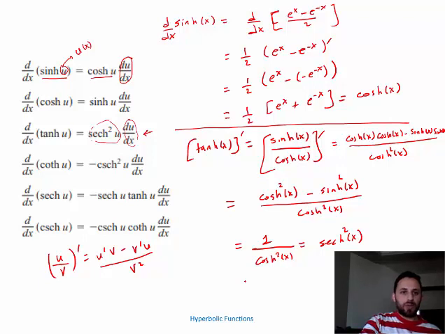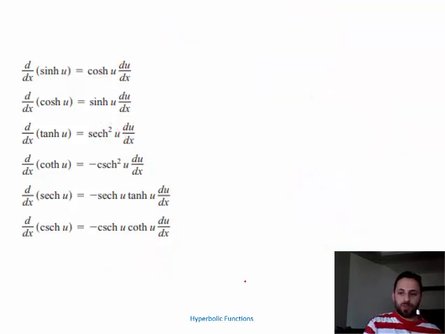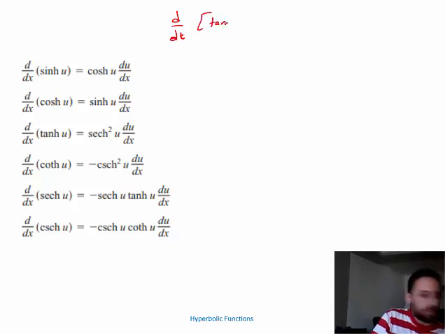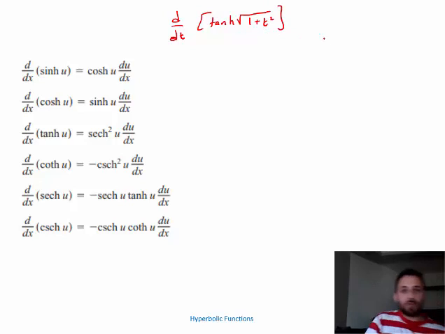Now let's do some practice. If we are given a function, or we are asked to find the derivative as a function of t of tangent hyperbolic of radical 1 plus t square. So the derivative of tangent hyperbolic is secant hyperbolic square, right? We proved that.